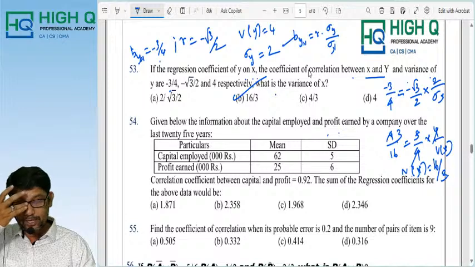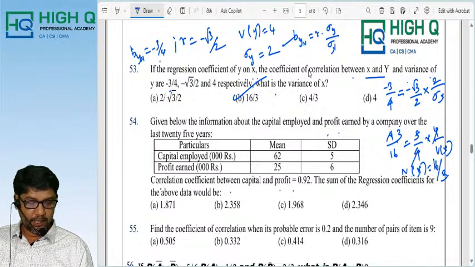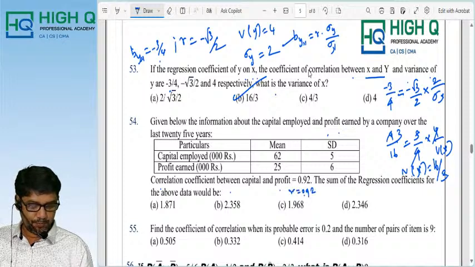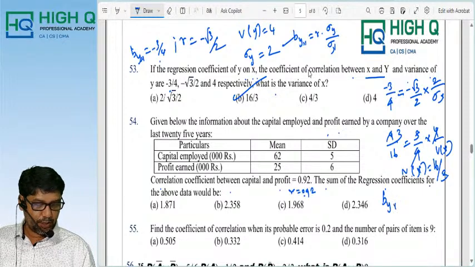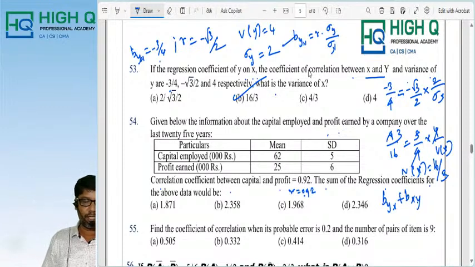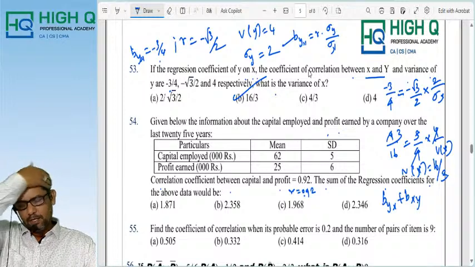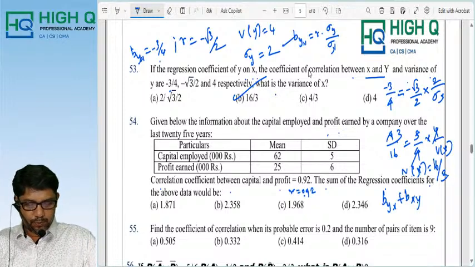Now, given below is the information about the capital employed and profit earned by the company over the last 25 years. Now, the correlation coefficient between the capital and profit, R, is 0.92. The sum of regression coefficients, they ask you to find out byx plus bxy. Can you please find what is byx and what is bxy?